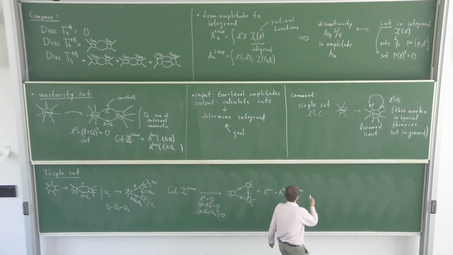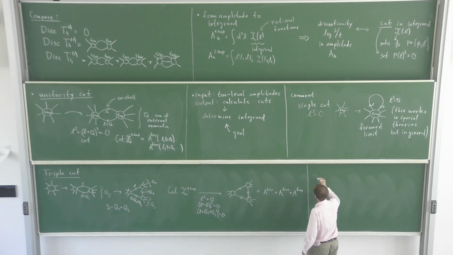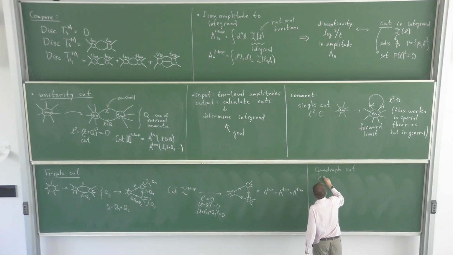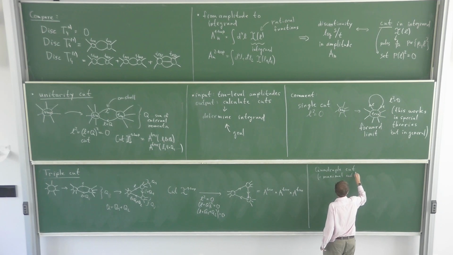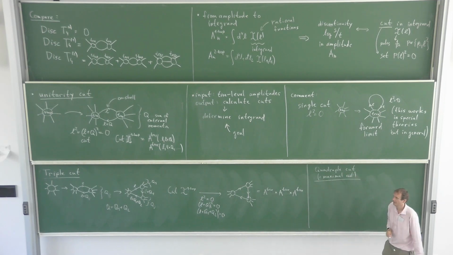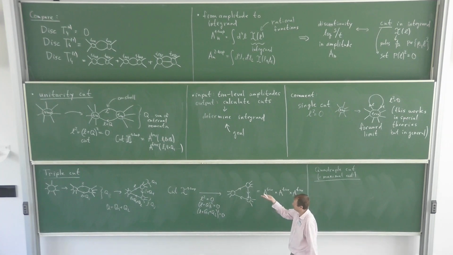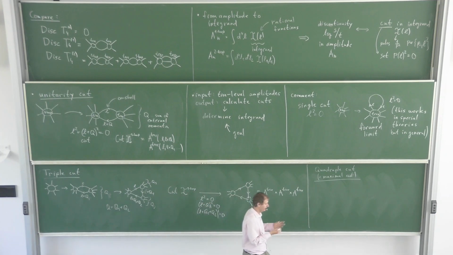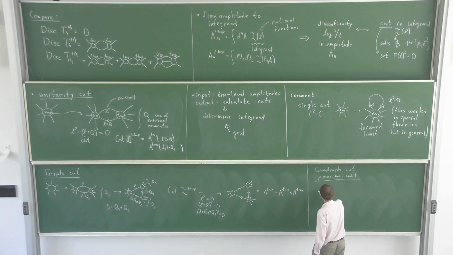But finally, I can also cut all propagators, or four of them. This is called a quadruple cut, or more generally a maximal cut, because I just cut everything I can. In four dimensions, it is four propagators being sent to zero. I can do this iterative process from the unitarity cut, factorizing one of the sides twice, and I arrive at the following formula.